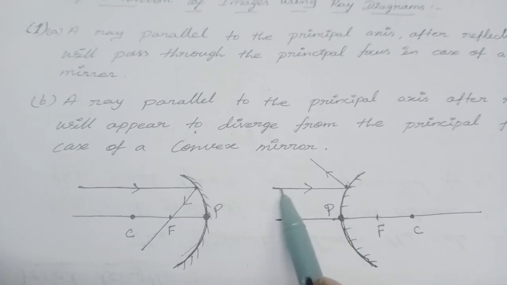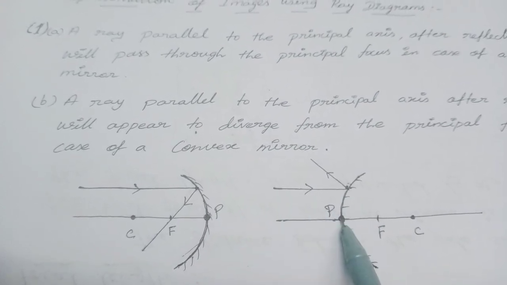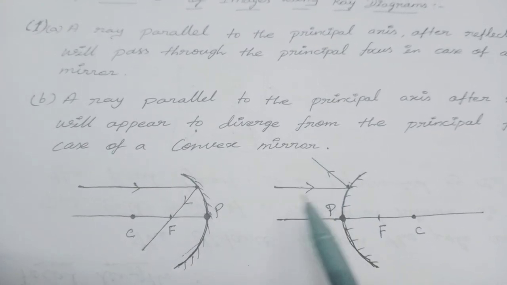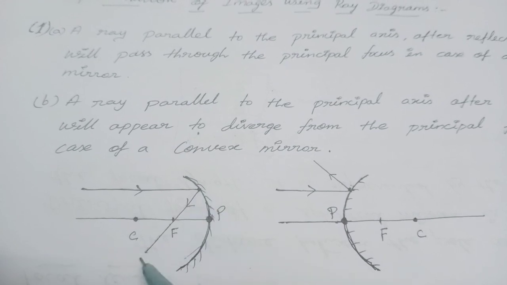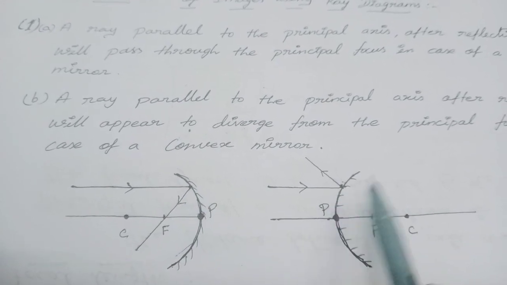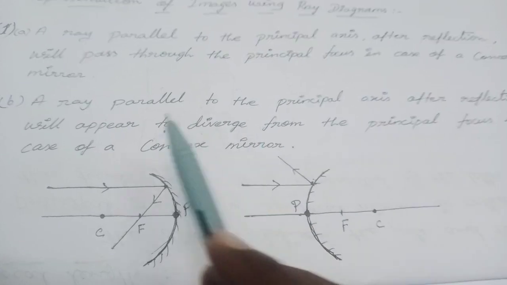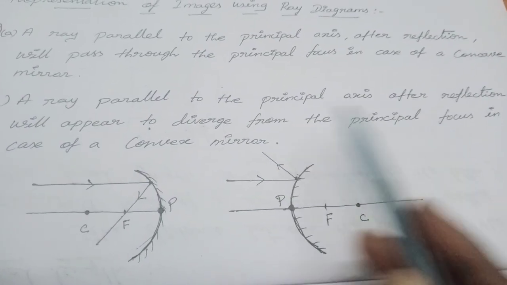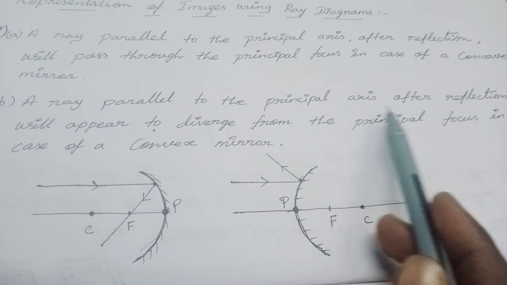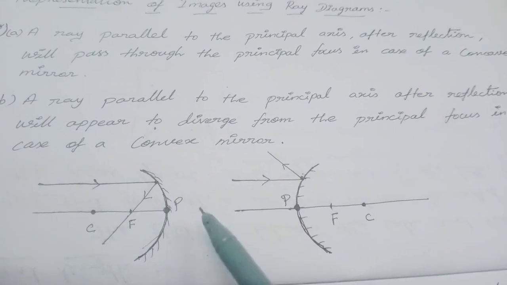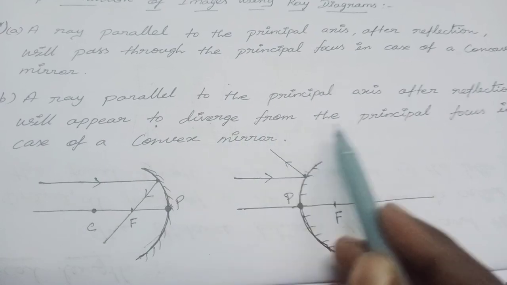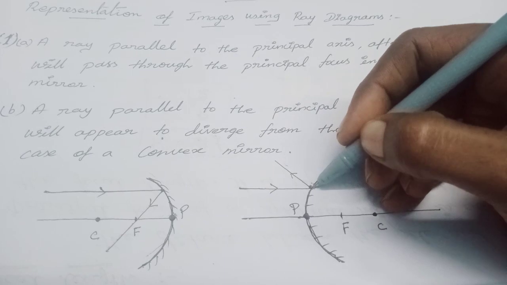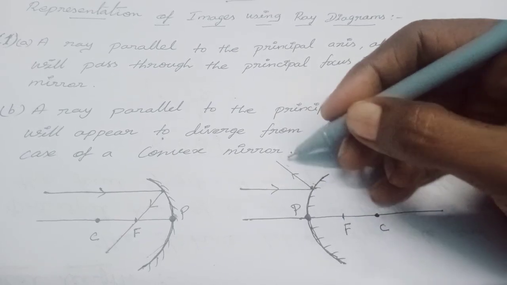The ray which is parallel to the principal axis, after reflection passes through the focus. Here actually it is passing through the focus. But here, after reflection it will appear to diverge from the principal focus. Okay, the ray which is parallel to the principal axis, after reflection will appear to diverge from the principal focus. It means it seems to be diverged from the principal focus.